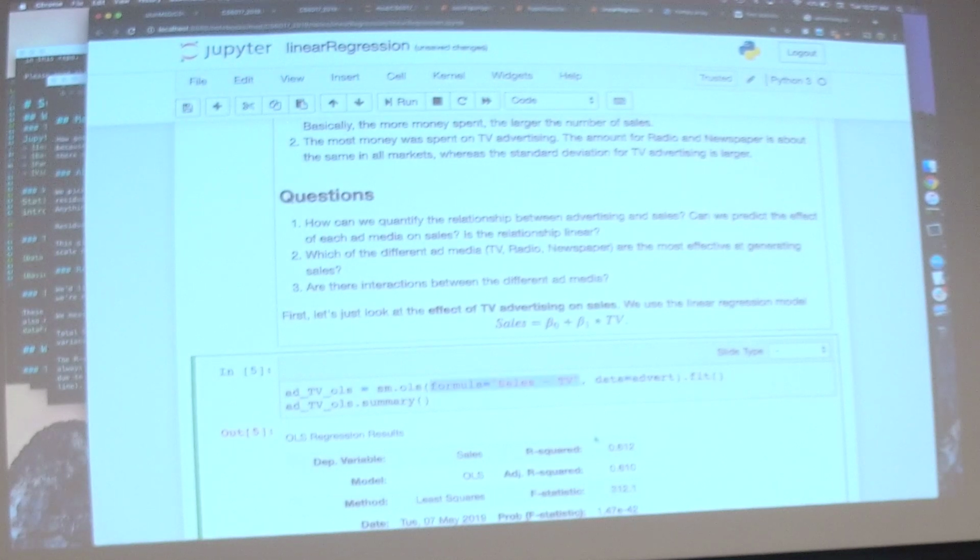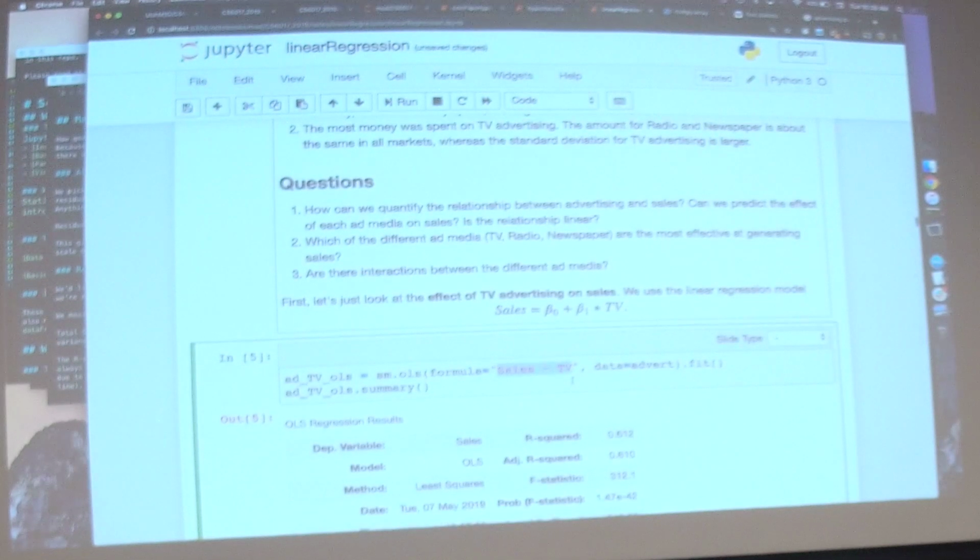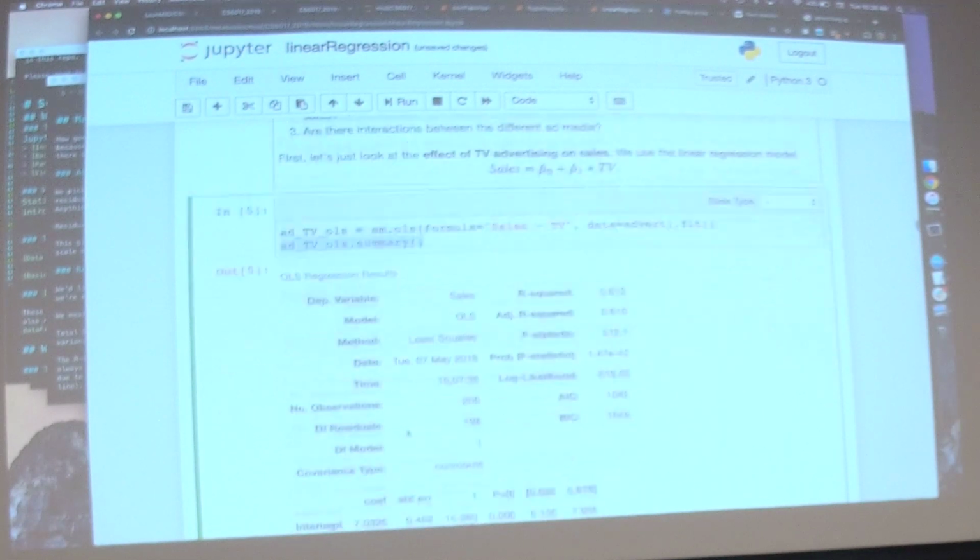The way that you specify the formula is really weird. You specify it as a string. What we're saying here is that sales is a function of TV, or sales is proportional to TV. Give me a line that fits sales and TV. So yeah, this is very different from any of the other libraries. And then we fit, and this tells us about the fit.